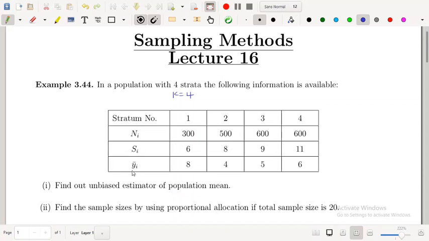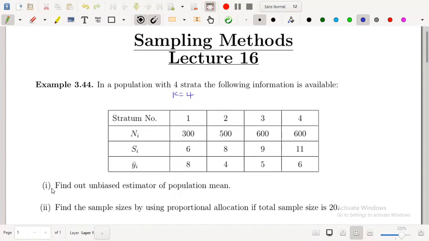Small y bar i means ith strata sample mean. So the ith strata sample means will be like this. First strata sample mean is 8, second strata sample mean is 4, third strata sample mean is 5, and fourth strata sample mean is 6. Means from this strata the sample has been taken and its mean is 8. From this strata samples are taken and its mean is 4, like this.